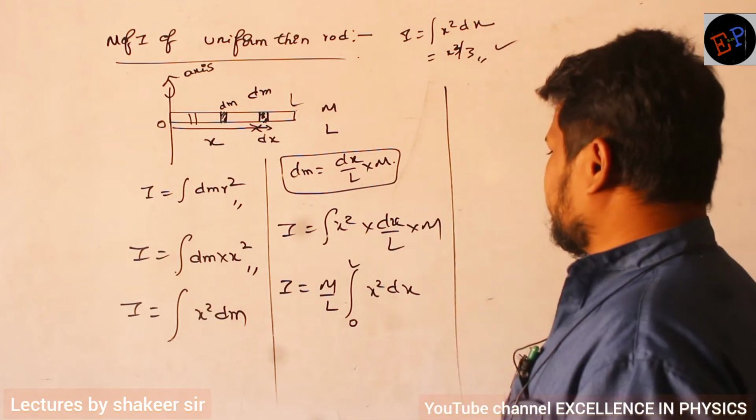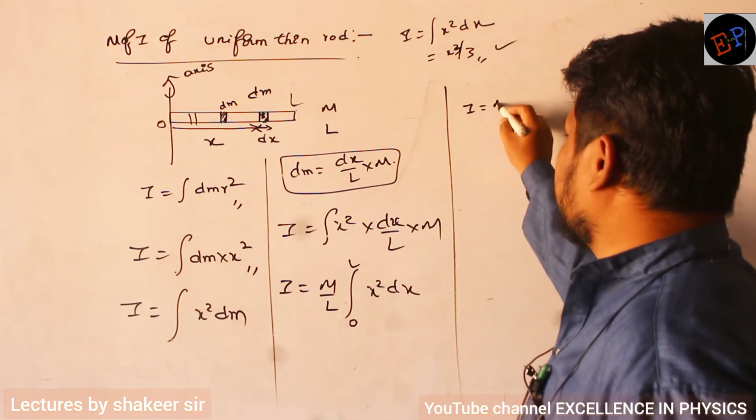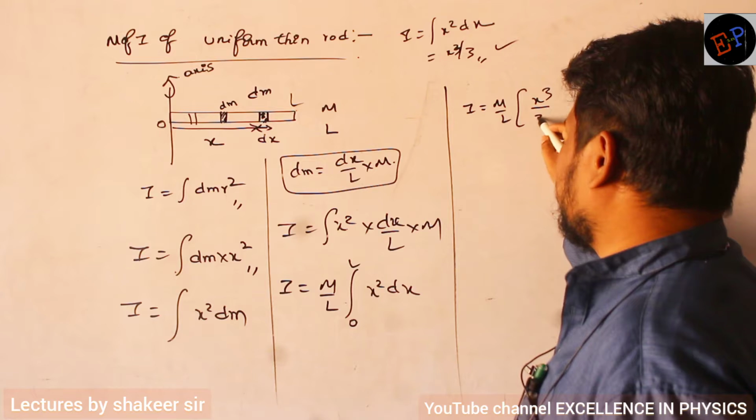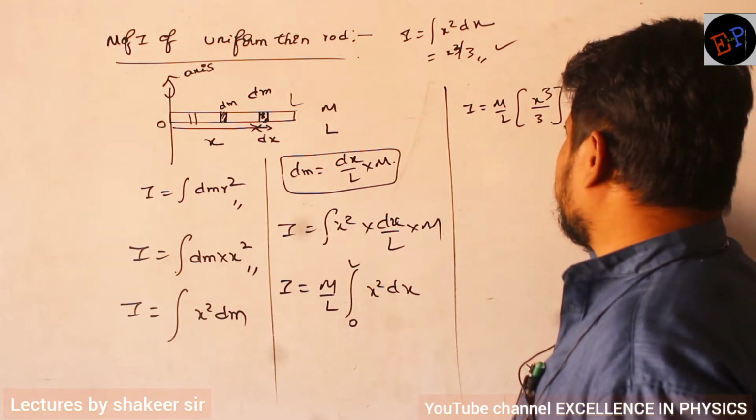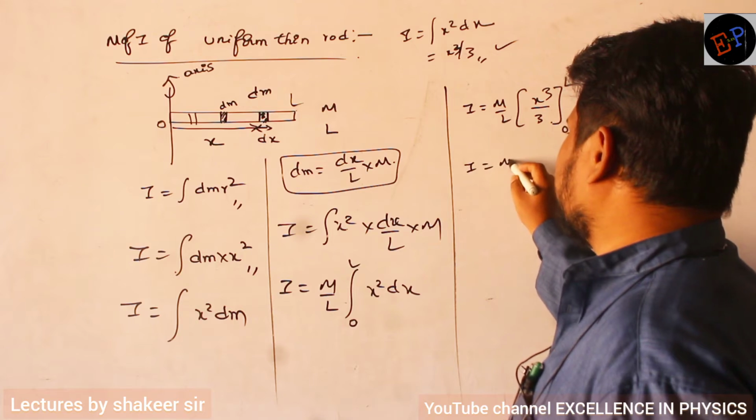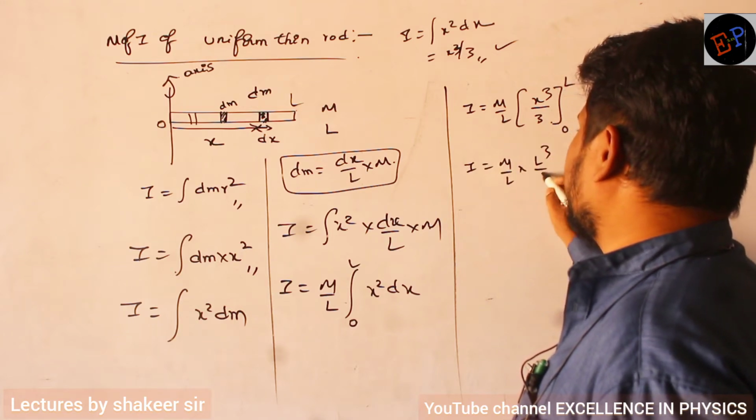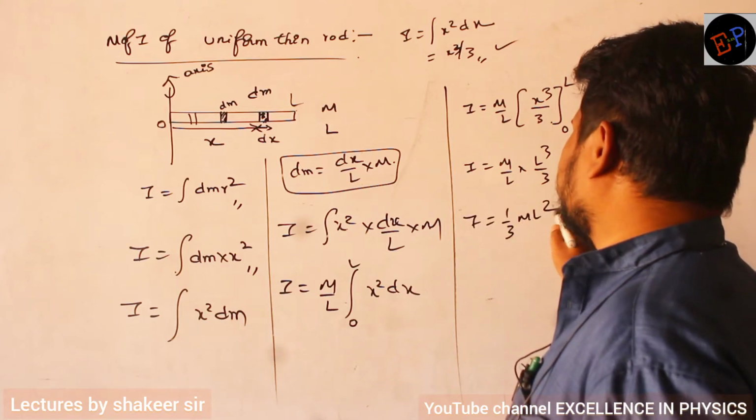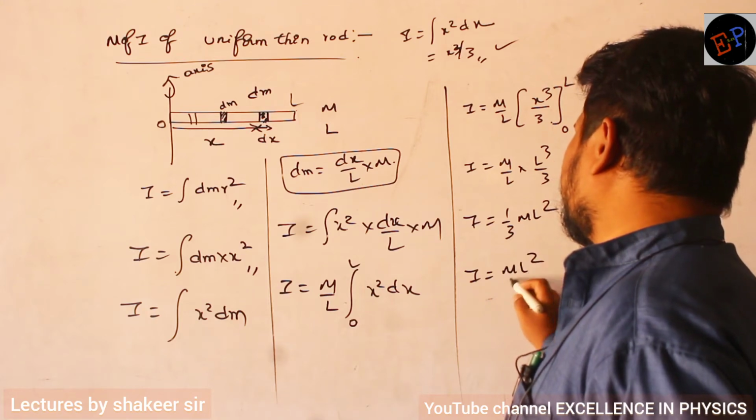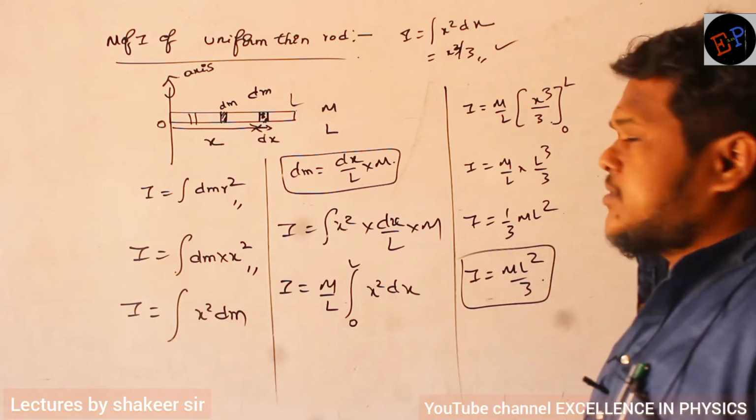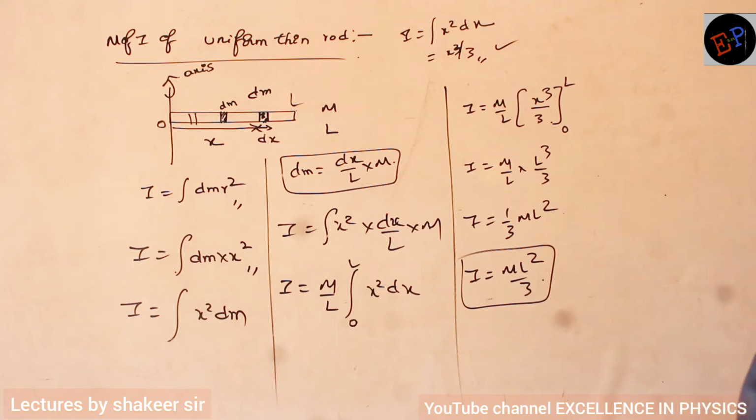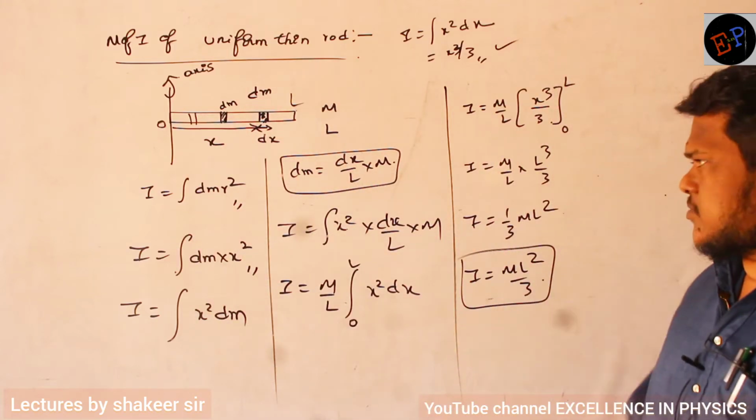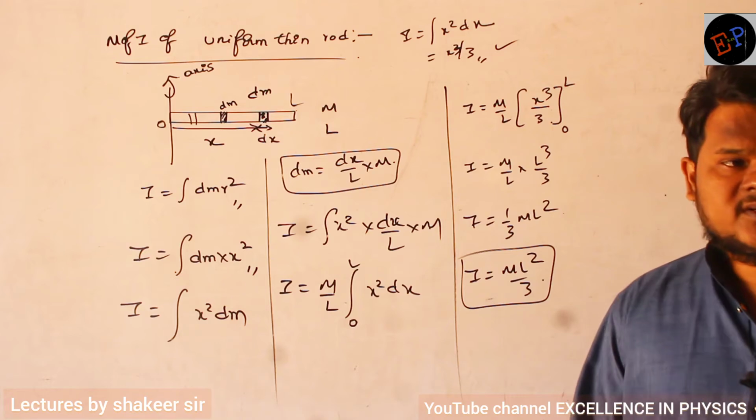Understood, no? So if I do this calculation, I equals M by L times the integration of x square, which is x cube divided by 3. Clear, no? Limits are applied from 0 to L. So I equals M by L multiplied by L cube divided by 3. So I equals 1 by 3 ML square, that is ML square divided by 3. So the moment of inertia of a rod when the axis is at one end of the rod is ML square divided by 3. Understood now how we are doing this?